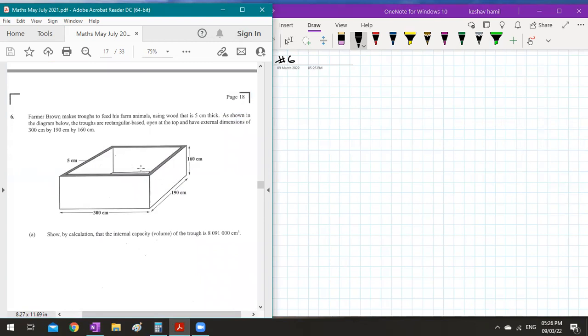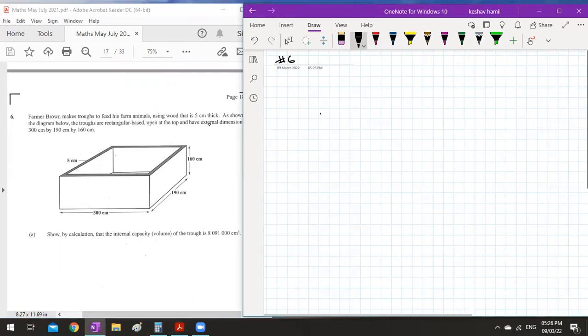Number 6. Farmer Brown makes troughs to feed his farm animals using wood that is 5 centimeters thick. As shown in the diagram below, the troughs are a rectangular base, open at the top, and have external dimensions 300 by 190 by 160 centimeters. Show by calculation that the internal capacity, the volume of the trough, is 8,091,000 centimeters cubed.